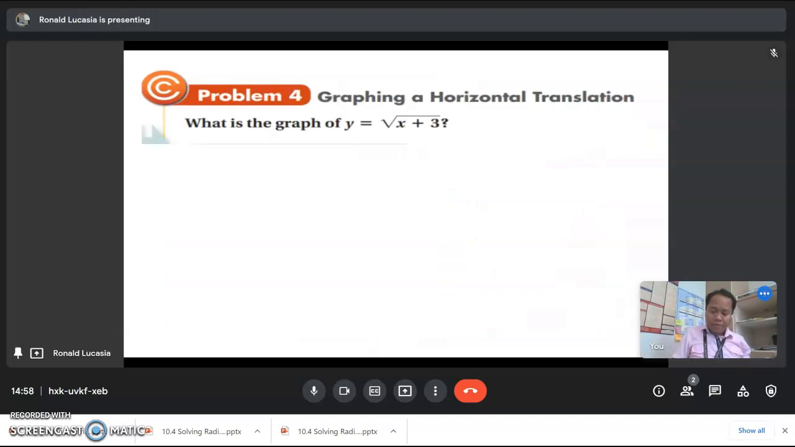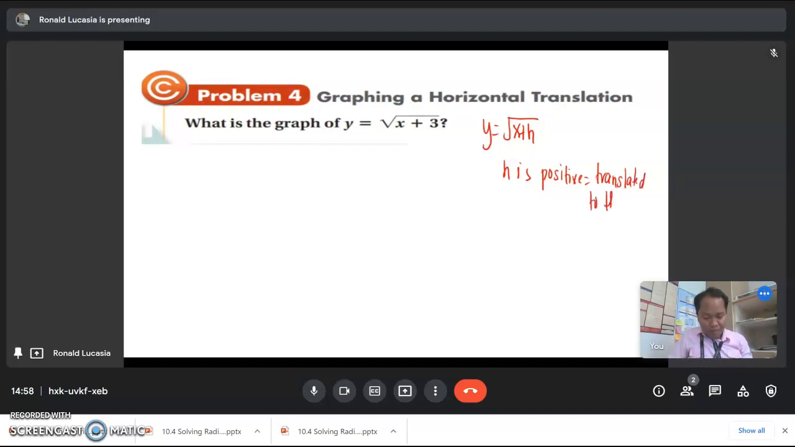For number 4, let's do the graphing for horizontal translation. So for horizontal translation, it's the same as y is equal to the square root of x plus h. When h is positive, which means translated to the left. When h is negative, translated to the right.